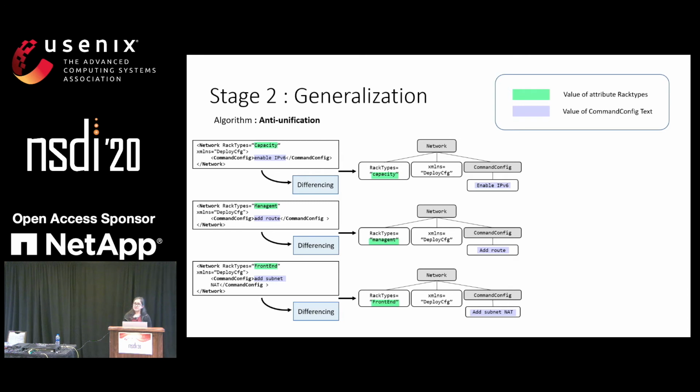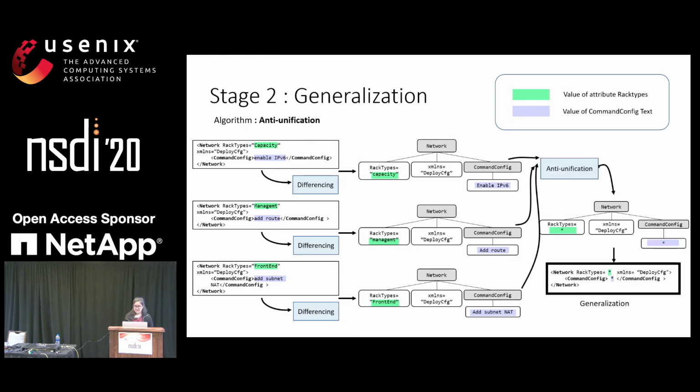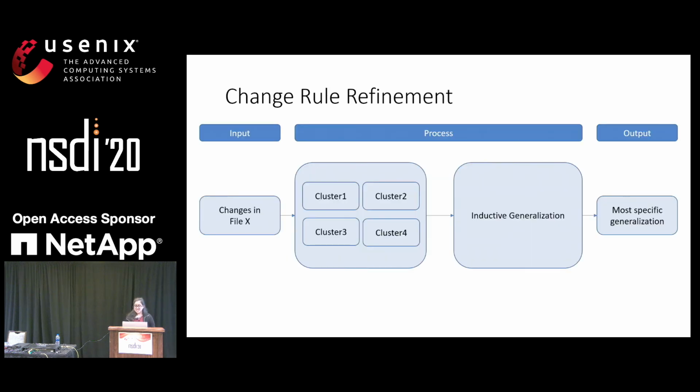Once I have created those trees for context expanded diffs, I run a set of two rules to extract the common subtree out of it, which looks like this. And the differences in the trees are replaced with asterisks or holes. Converting the tree back to an XML node, we learn the most specific generalization for the input set of context expanded diffs. So this explains the inductive generalization part.